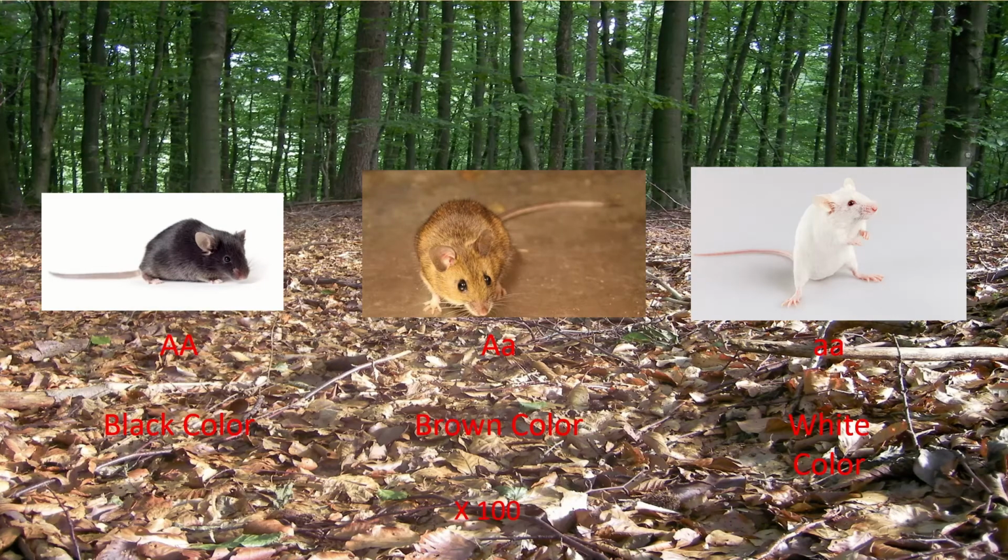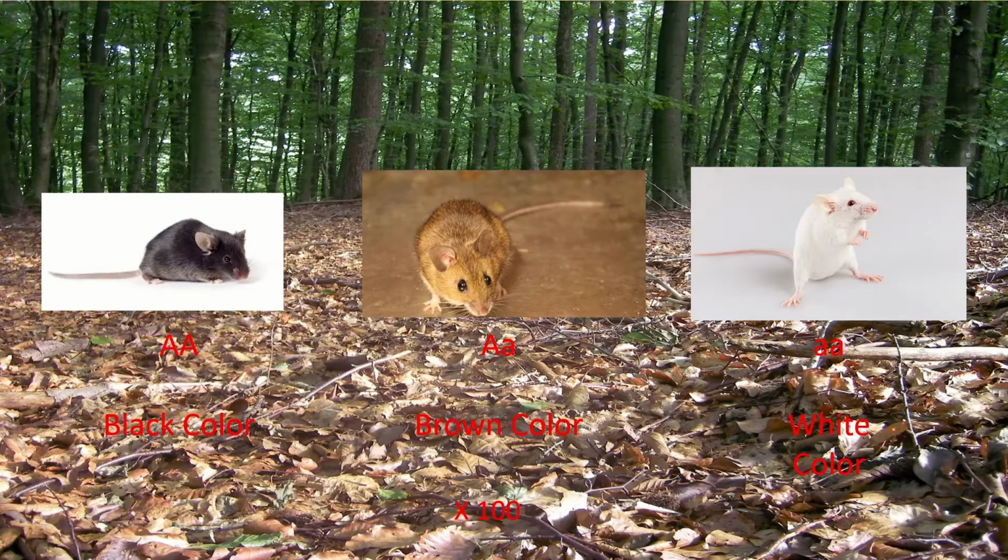For this study, we'll be looking at a species of mouse that live in a forest where the ground is mainly covered in dead leaves and dirt. These mice are all of the same species, with the only difference being their coat color. The black color corresponds to the big A big A genotype, the brown color corresponds to the big A little a genotype, and the white color corresponds to the little a little a genotype. We can assume that this population is under the Hardy-Weinberg equilibrium because there are no stressors currently on this population.